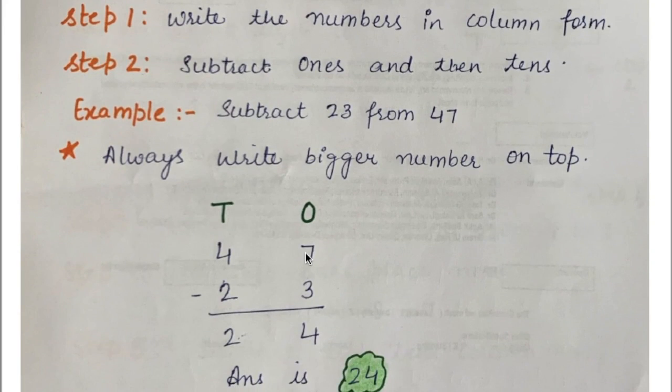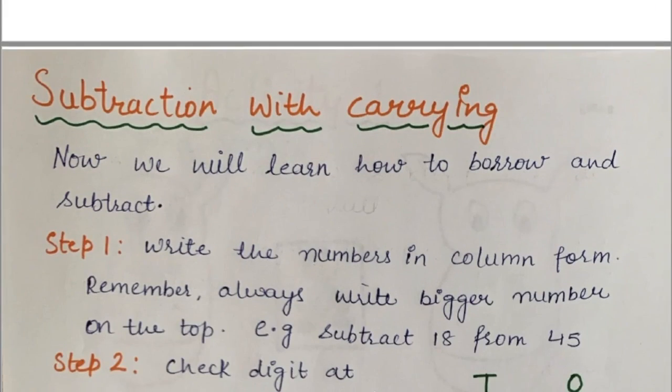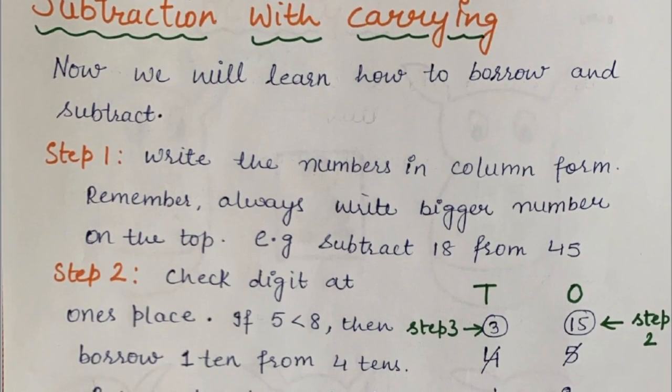Then we need to subtract as before we have done in addition, like subtract in the ones column first, then in the tens column. Here 7 minus 3 is 4 and 4 minus 2 is 2, so our answer is 24. Then subtraction with carrying. Now we will do subtraction with carrying.